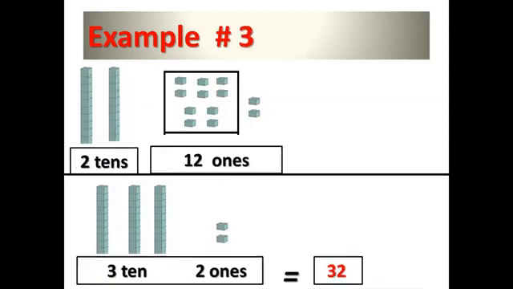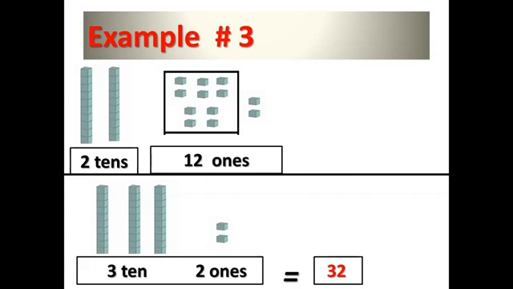Here we have some more blocks. We have 2 tens blocks and 12 ones blocks. Here also we cannot put 12 blocks in the ones column because 12 is greater than 9. So here we also make a block of 10 blocks and make them tens. This 10 block will go to these tens blocks.